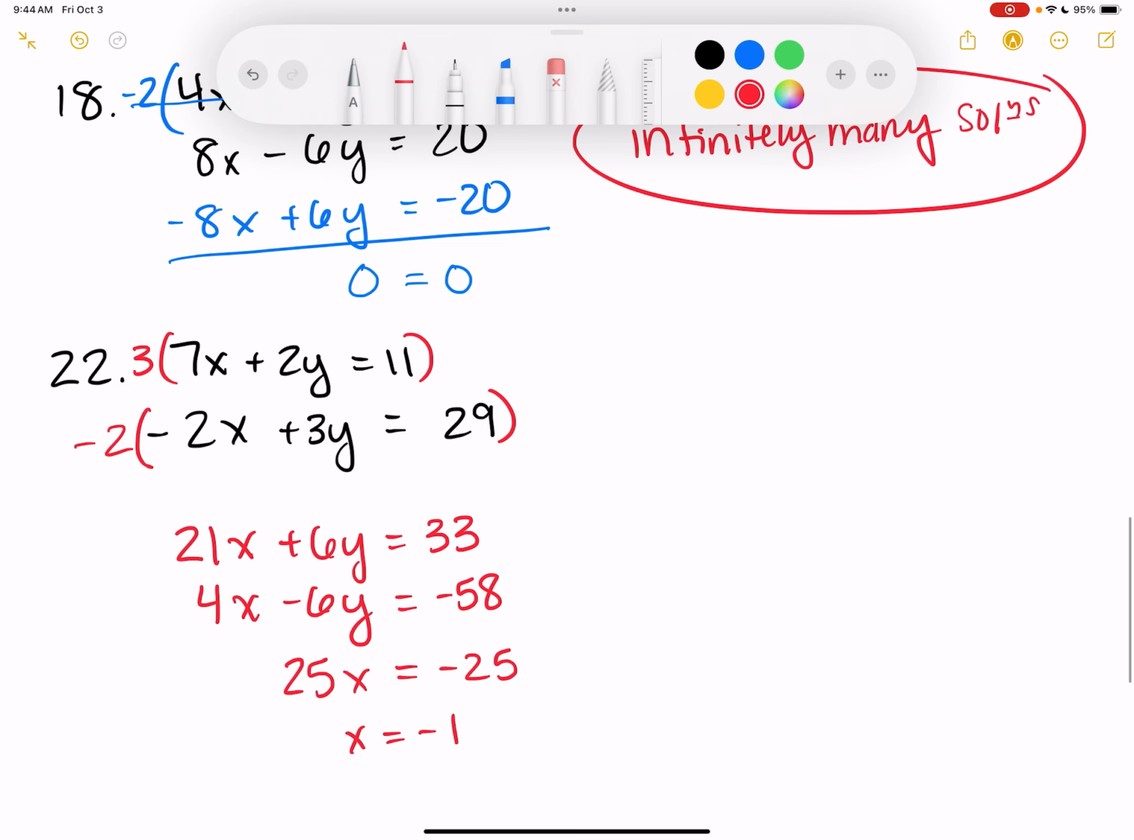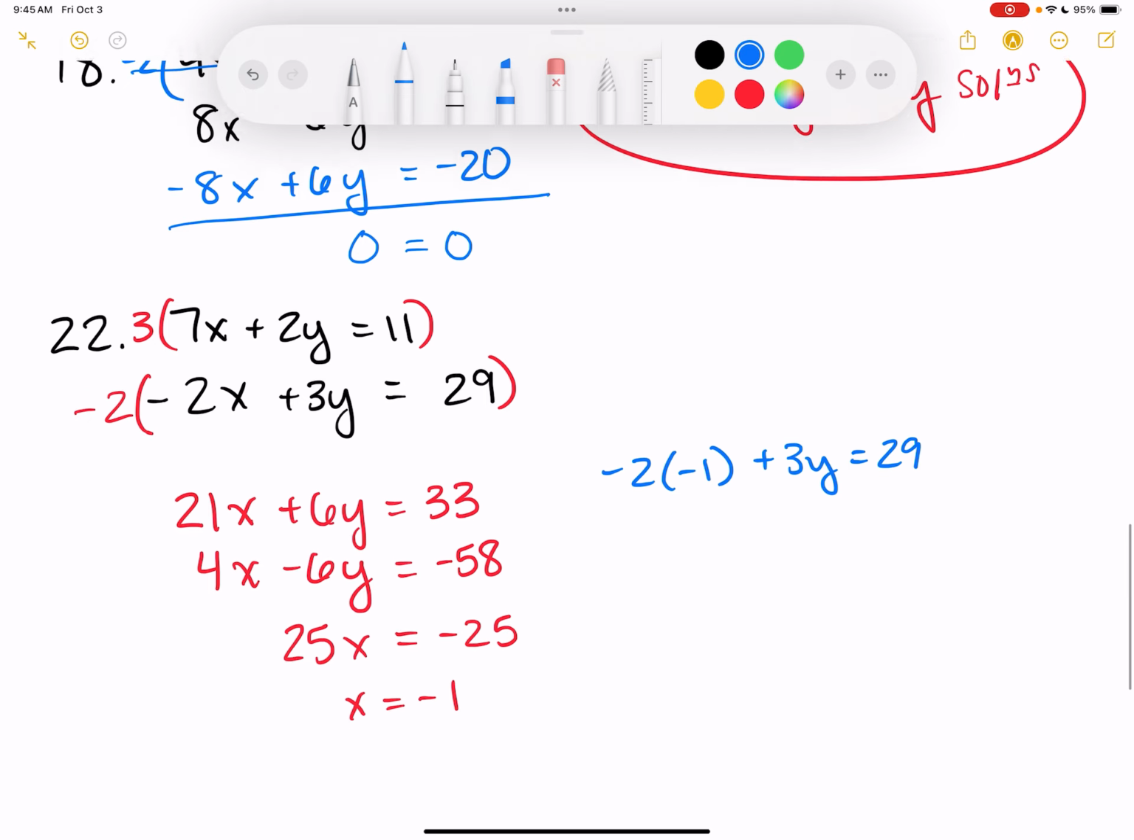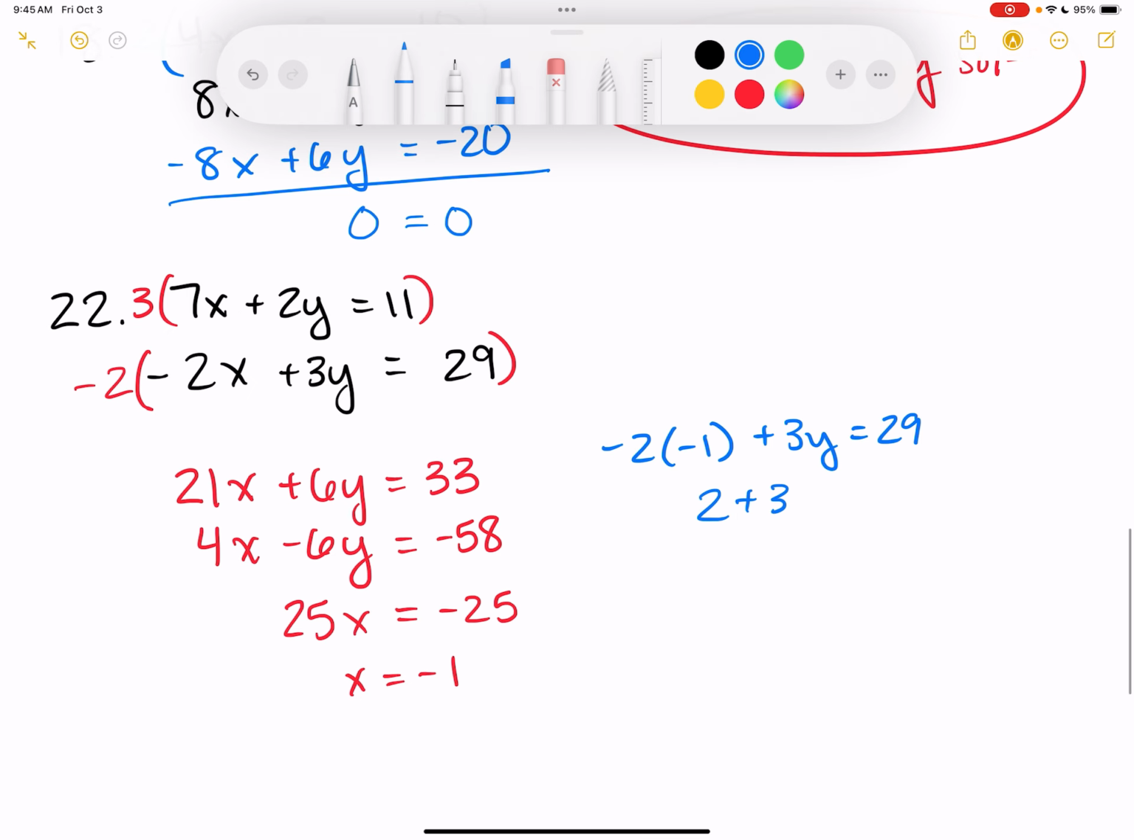So now, which equation, top or bottom, do you want to plug in to find y? Bottom one, okay. So, negative 2 times negative 1 plus 3y equals 29. Again, I used the original equation because it's going to be easier numbers. I could have used the modified as well, but the easier numbers are in the original most of the time. So I've got 2 plus 3y equals 29. 3y equals 27. So y equals 9. So my ordered pair is negative 1, 9.